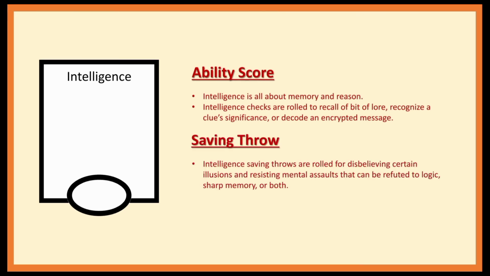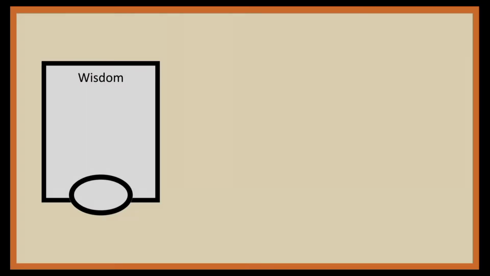When you make an intelligence saving throw, you roll to try and disbelieve certain illusions and resist certain mental assaults that could be refuted by logic, sharp memory, or both. That, I don't believe, needs an explanation. Now let's talk about wisdom.